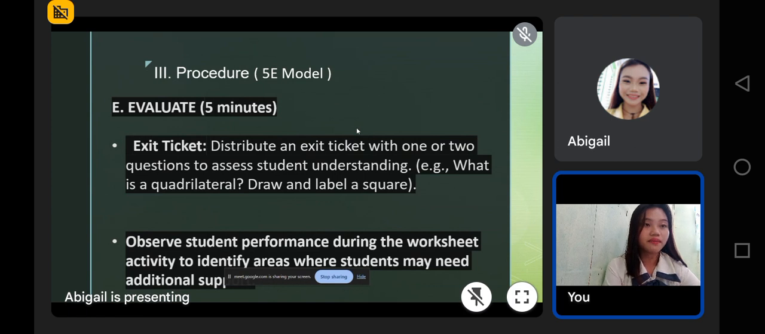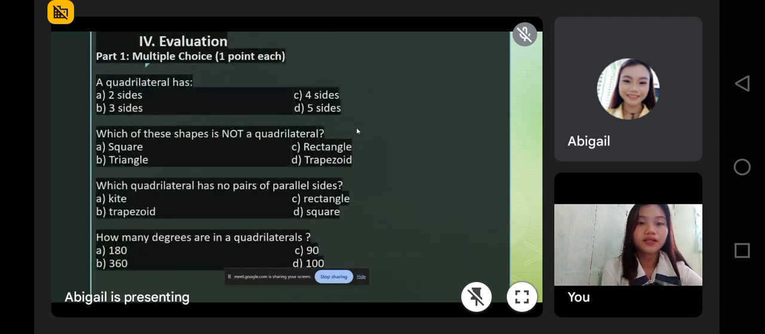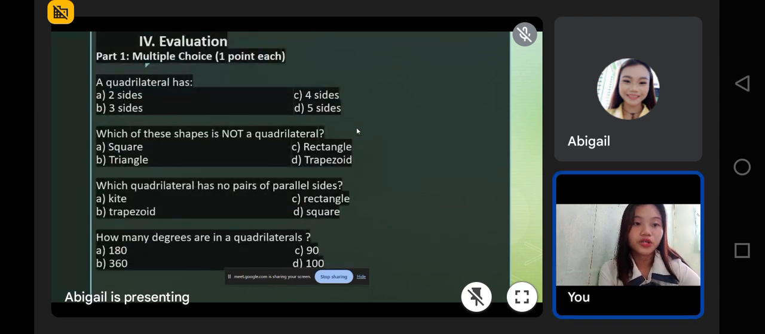And here in the procedure in a 5E model, the evaluate, I will give it 5 minutes, and the exit ticket: distribute an exit ticket with 1 or 2 questions to assess students' understanding. What is a quadrilateral? Draw and label a square. Observe students' performance during the worksheet and activity to identify areas where students may need additional support.